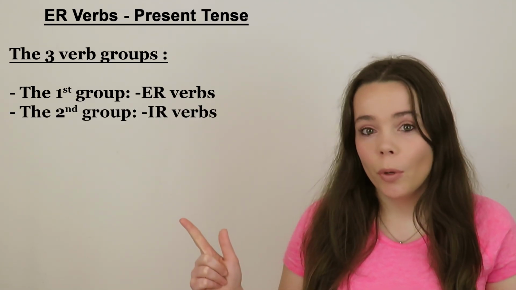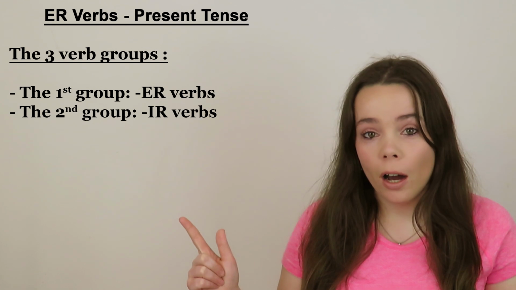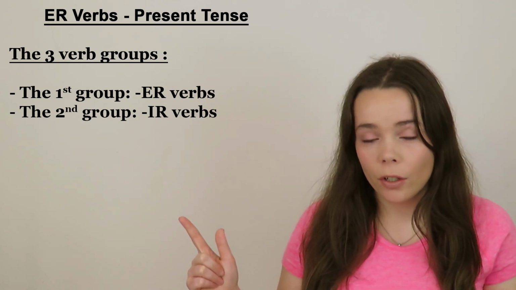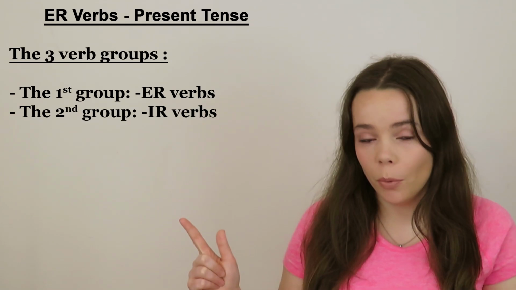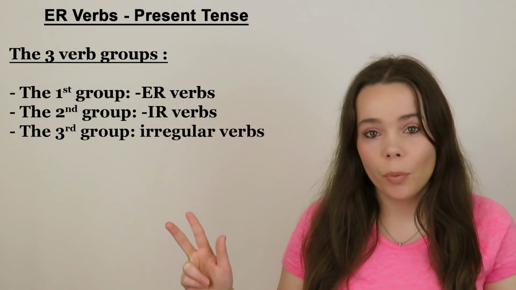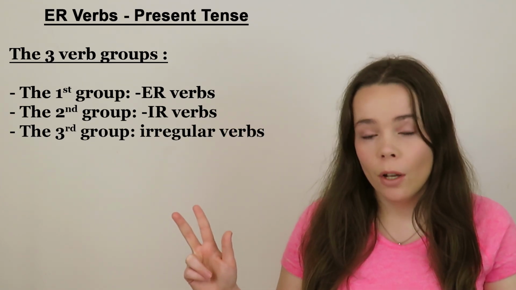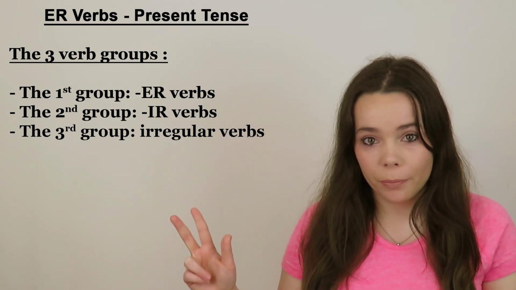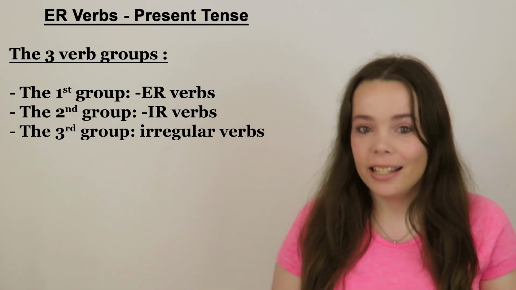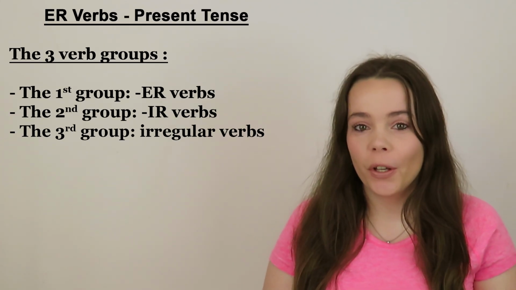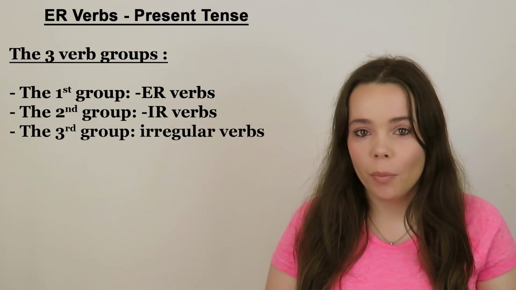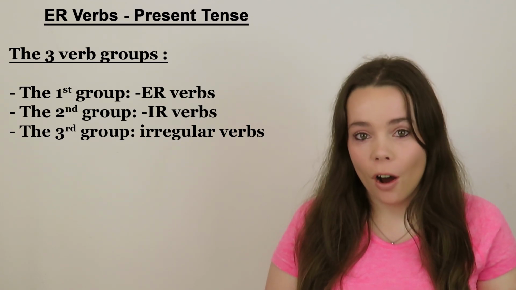In the second group, we find regular IR verbs, so verbs ending in IR, such as finir, to finish, for example. And in the third group, we have all the irregular verbs, which means the verbs that don't follow a particular conjugating pattern. Okay? But in this lesson, we're only going to focus on ER verbs, so verbs in the first group which end in ER.